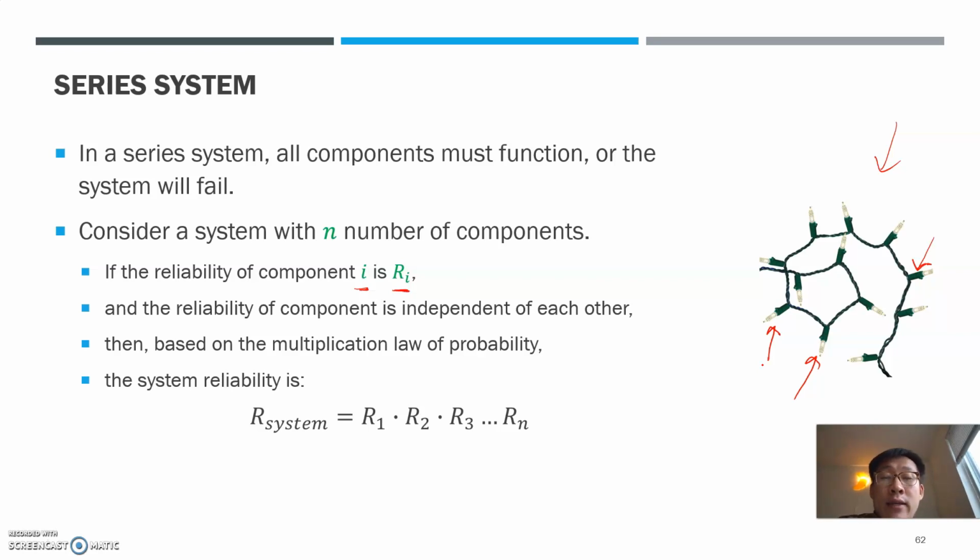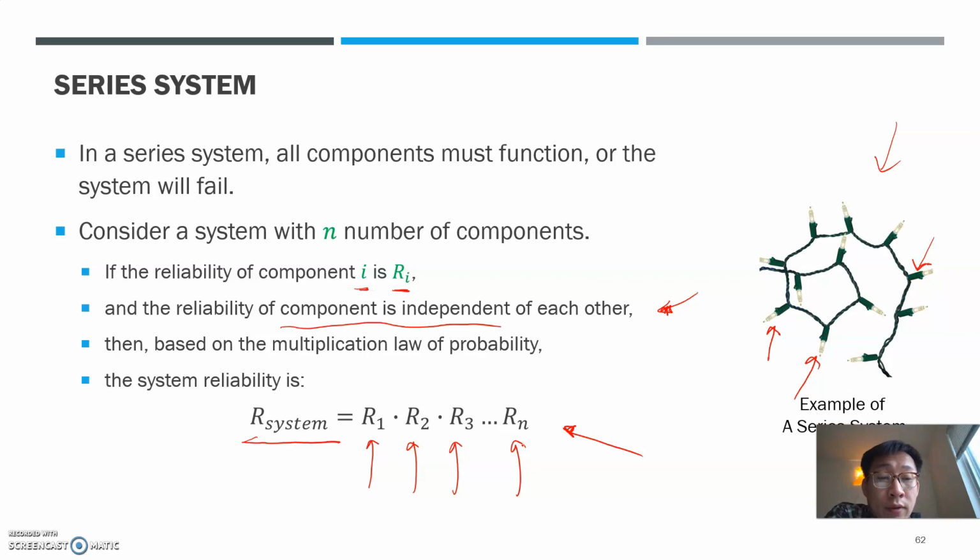In that case, the next round's chance of firing is dependent upon the previous one, whereas here we're not considering that. Each component is independent of each other. Okay, that is a very important assumption here. If it's not independent, we cannot use this formula right here. And then, based on the multiplication law of probability, the reliability of the system is basically the multiplication of all individual component reliabilities one by one, like this.